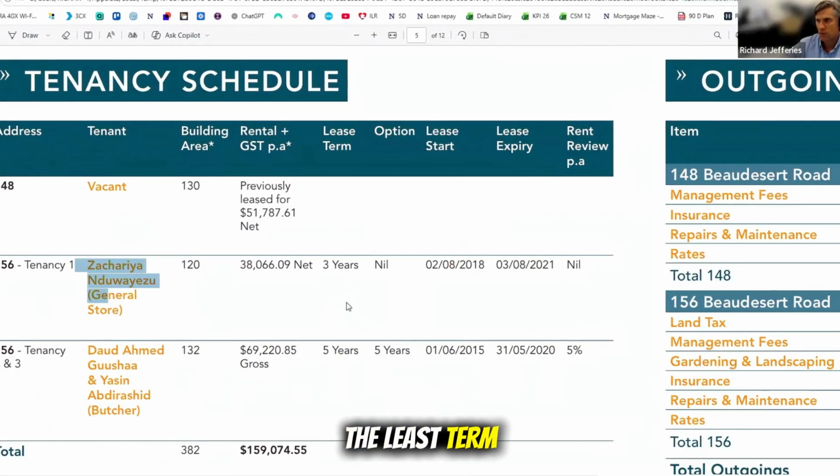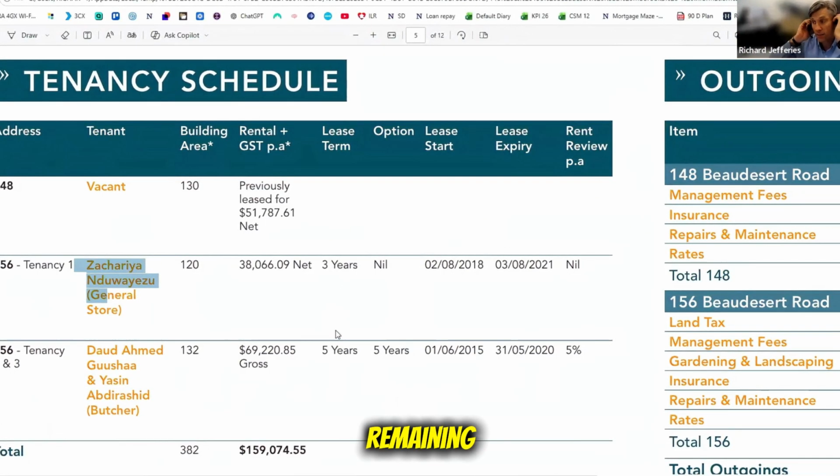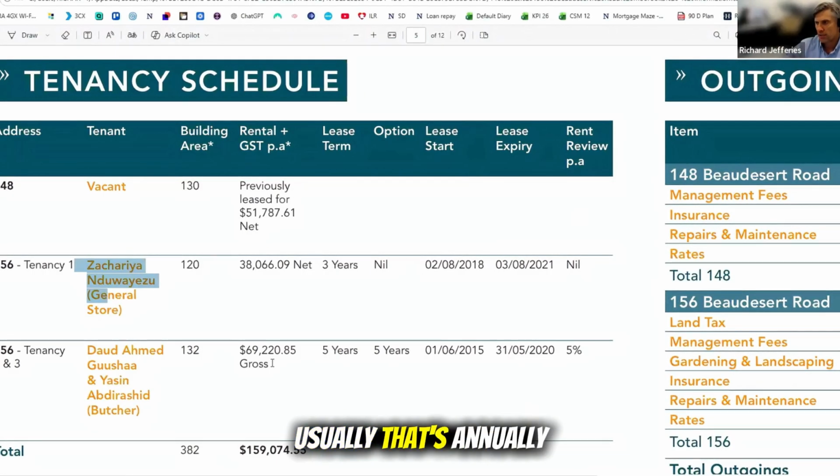You can see the lease term remaining. So obviously the longer the lease remaining, the better. And importantly, any rent reviews that are built in. So if there's a 5% review built in, usually that's annually, so you can expect that lease income to increase by 5% each year, whereas this one doesn't have that built in.